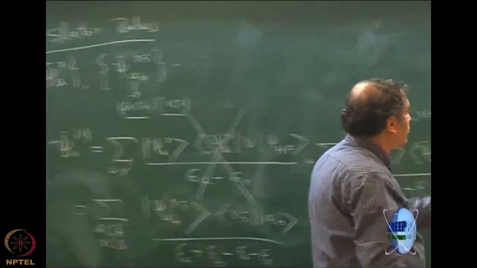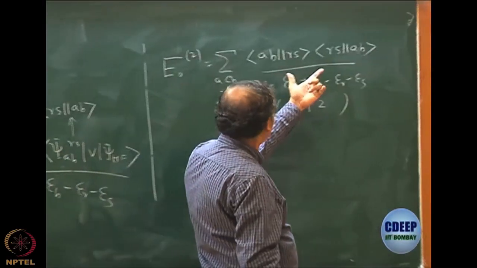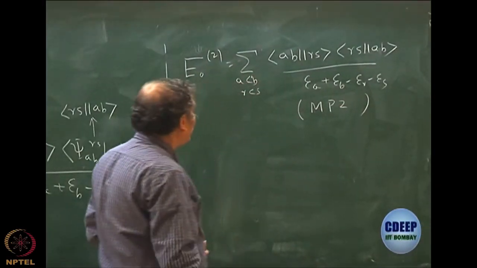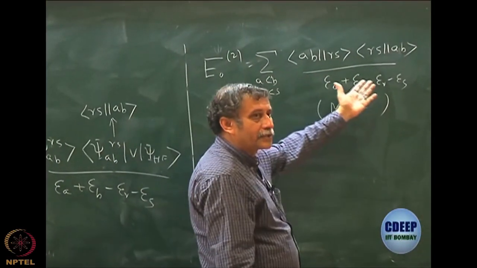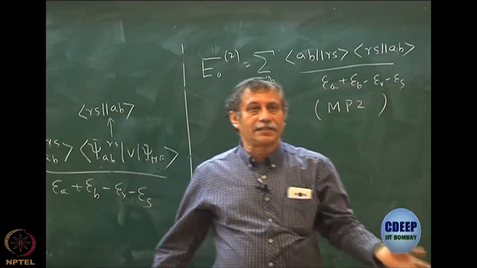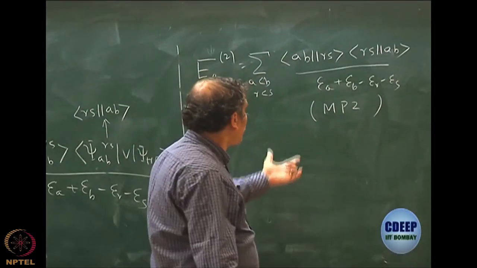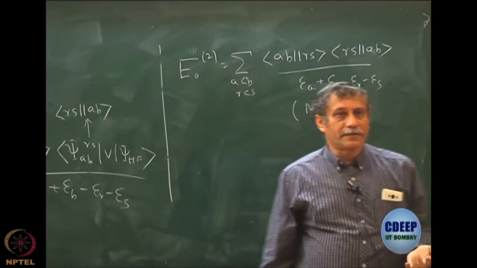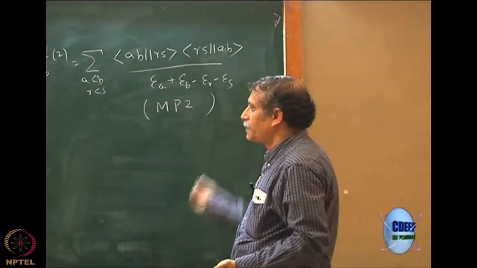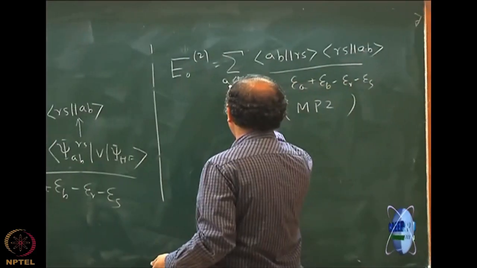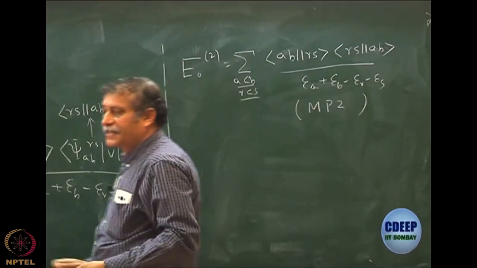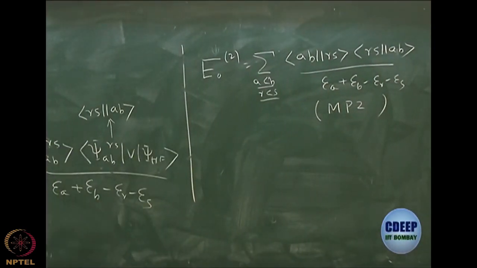So, you have two anti-symmetrized integrals in terms of the spin orbitals. Obviously, this is the conjugate of this. Again, we just note that this is always negative because the denominator is always negative. It is occupied minus virtual. Okay? Pairs of occupied minus pairs of virtual. Remember this A less than B, R less than S.